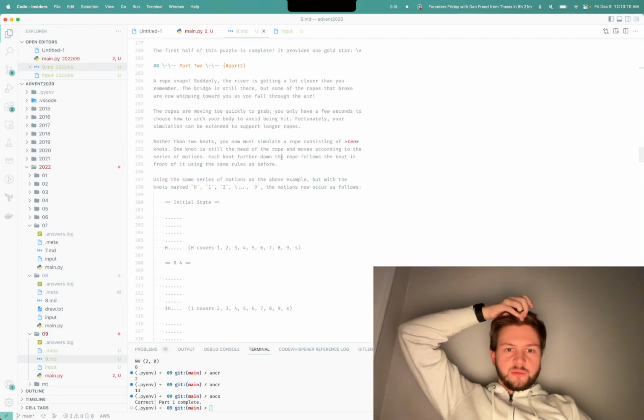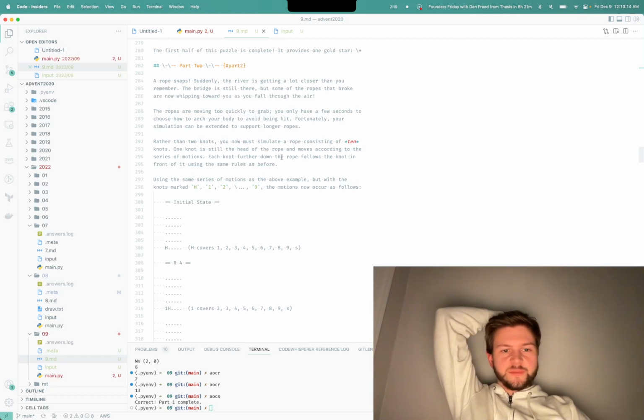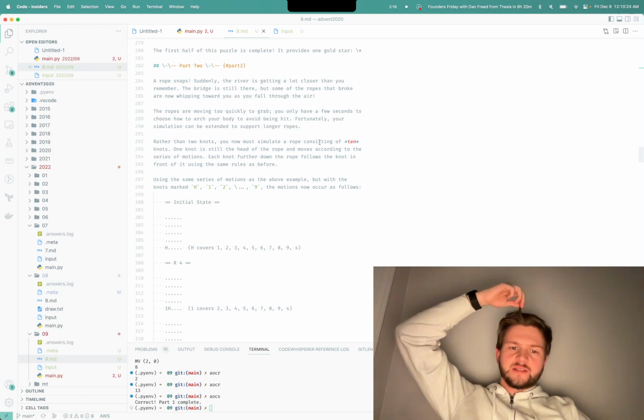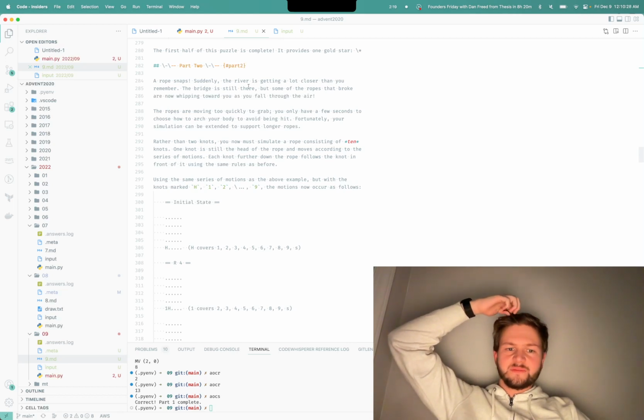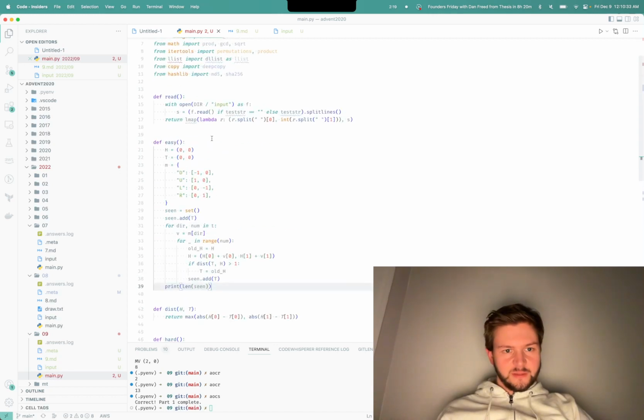The rope snaps. Suddenly the river is getting a lot closer to you. The rope is still there. The rope ends are moving too quickly to grab, consisting of 10 knots. One knot is still the head of the rope. Accordingly, each knot further down follows the knot in front of it. Well, well, well.